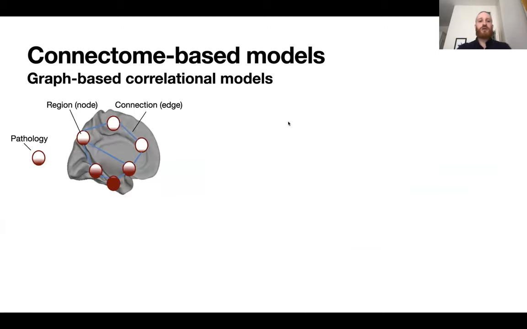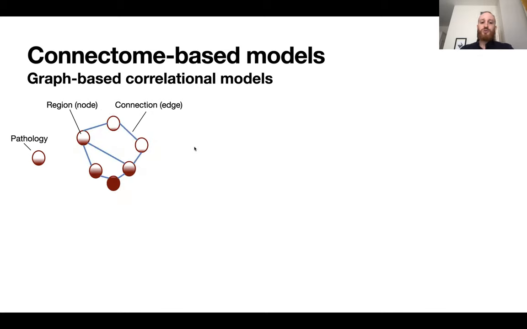But this really quickly evolved already in 2012 to these graph-based correlational models that you heard Dr. Garbarino speak about earlier. This is review for all of you, I'm sure, but in case there are some beginners in the audience, we have regions that are the nodes of this network. We have connections between those regions, maybe through functional connectivity or diffusion tractography. And then we can measure pathology within those regions, perhaps as PET imaging or as brain atrophy.